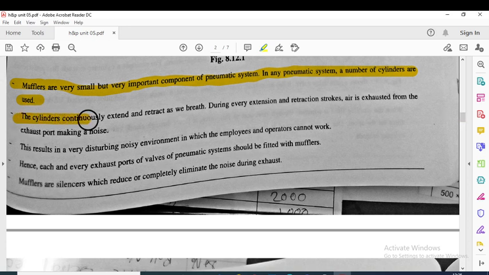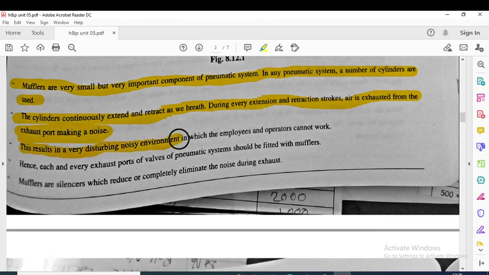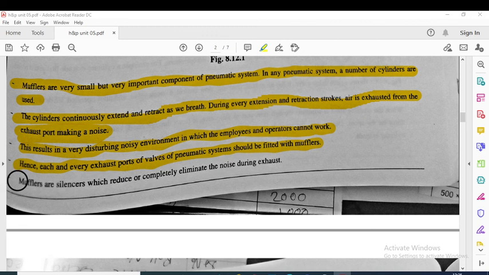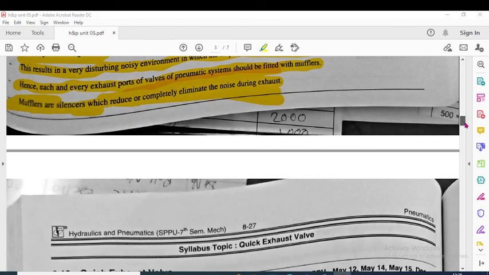Here you can see the cylinders continuously extend and retract as we breathe. During extension and retraction strokes, air is exhausted from the exhaust port, making noise. This results in a very disturbing noisy environment in which employees and operators cannot work. Hence, each and every exhaust port of a pneumatic system should be fitted with a muffler. Mufflers are silencers which reduce or completely eliminate the noise during the exhaust process.